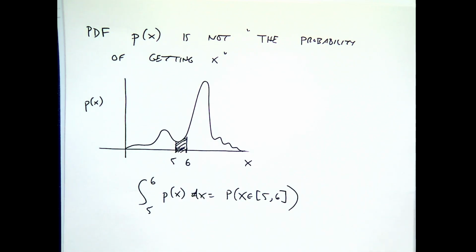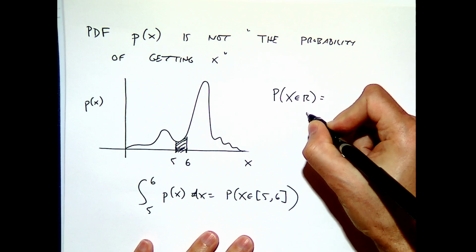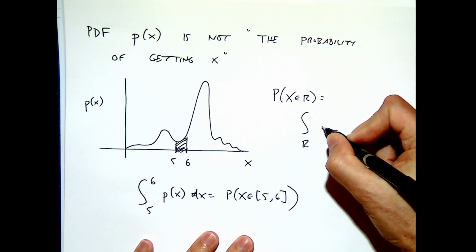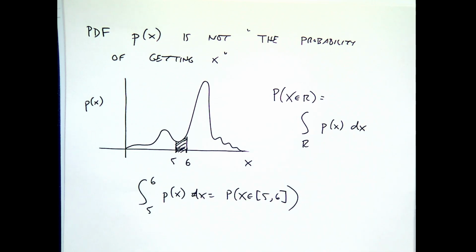I can think about this again as a limiting argument. If I wanted to know the probability of getting 5.5, and I kept shrinking this interval, there'd be less and less probability until eventually I get 0 probability. That's why the probability of getting any single value is 0. We can only talk about the probability of getting something in a range. So in general, the probability that x is in some region is the integral over that region of the PDF dx. And this could happen in any number of dimensions that you want.